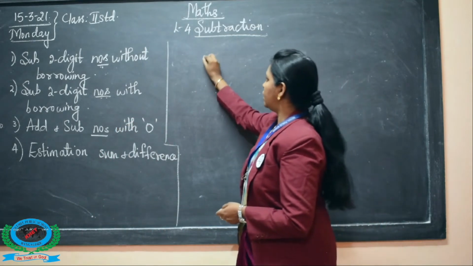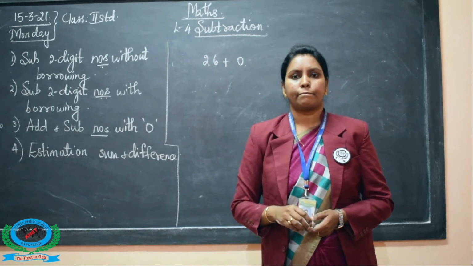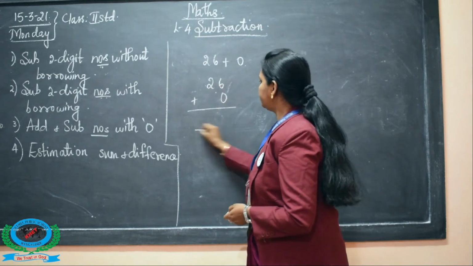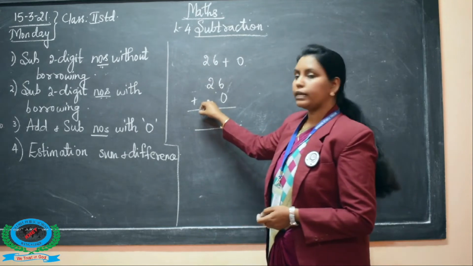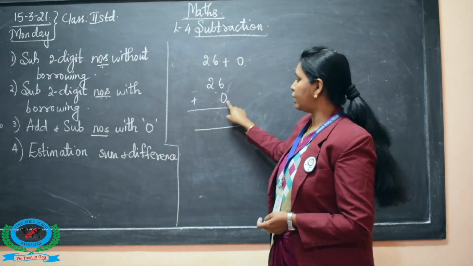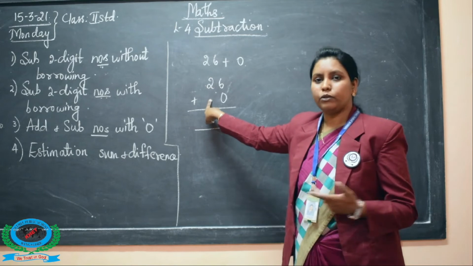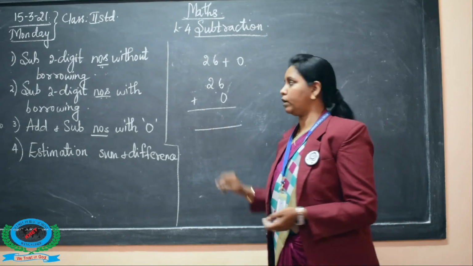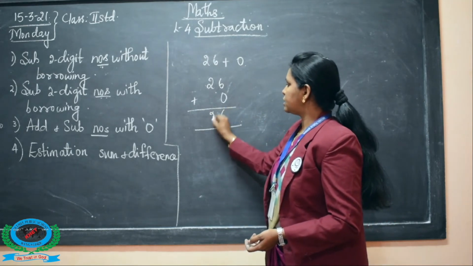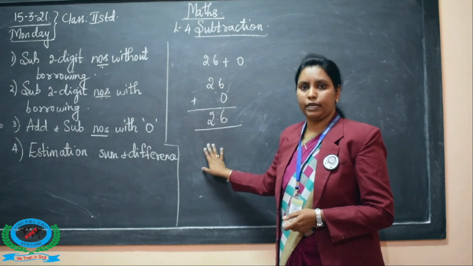For example, 26 plus 0. When you are adding 26 plus 0, why am I not writing 0 here? Because it is a single digit number they have given, so we have to write it in the units place only. At that time also, if you don't have any number, you can assume it as 0 only. So 26 plus 0 is nothing but 6 and 2. It is 26 only.